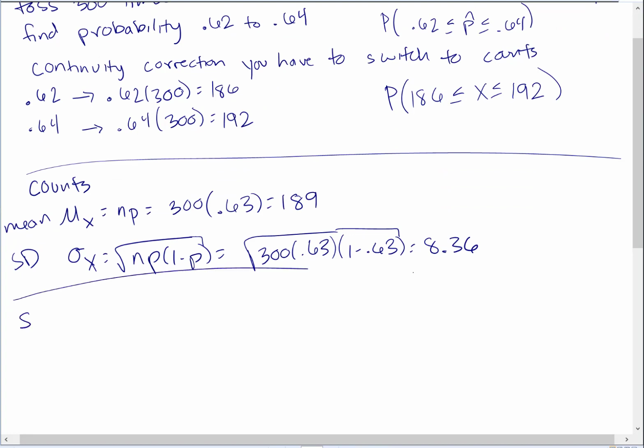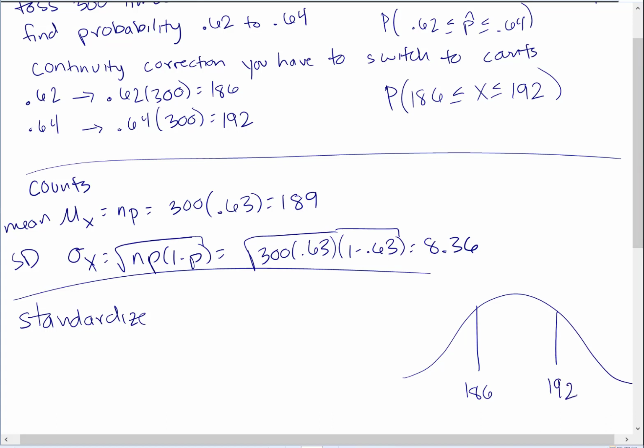Now we have to standardize. Okay, let's see, before I standardize, I might draw a normal distribution like this. I'm looking for between 186 and 192. Now for continuity correction, you don't have to memorize the formulas, just think about it. Every time you just want to make it 0.5 bigger, so we'd go this way to 185.5, and we go this way to 192.5. So I always make that area 0.5 bigger on both sides. That's what I remember, not the formulas.